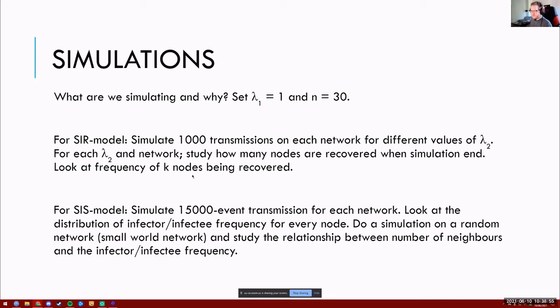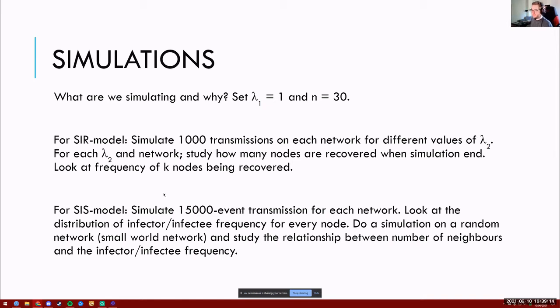So for the SIS model, then we simulate a 15,000 event transmission for each network. 15,000 is somewhat arbitrary, but whenever I did more than 15,000, then the program crashed. So I don't know why.